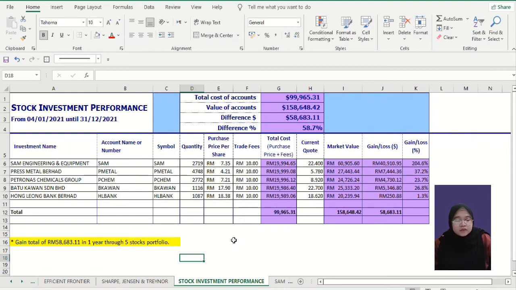Next, as you can see in the last table, based on these 5 stocks, SAM Engineering and Equipment gave me the highest gain, which is 204.6%, and the lowest is Hong Leong Bank, with only 1.3%. So that's all from me.